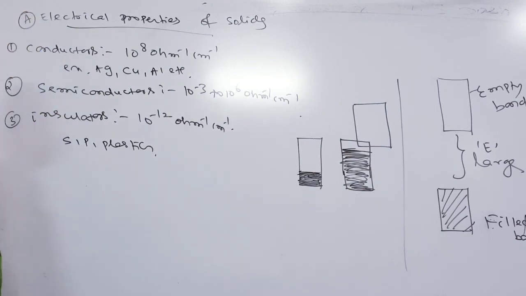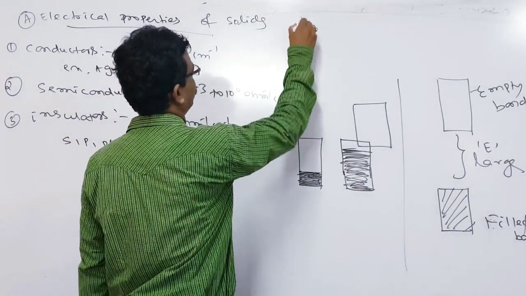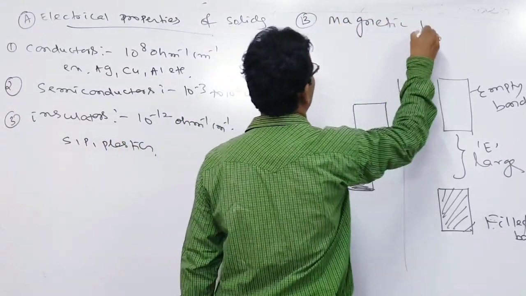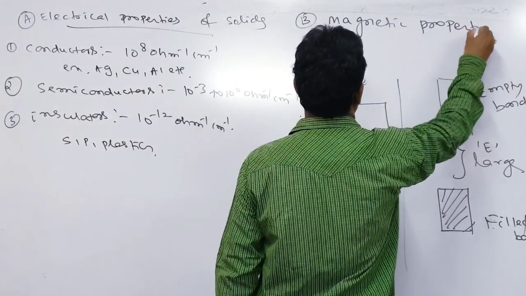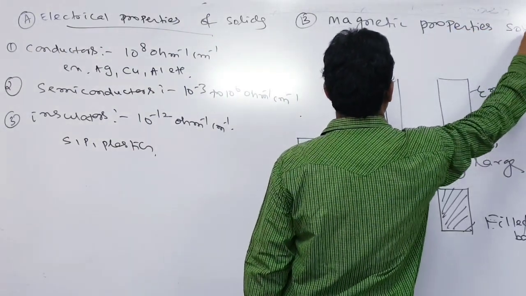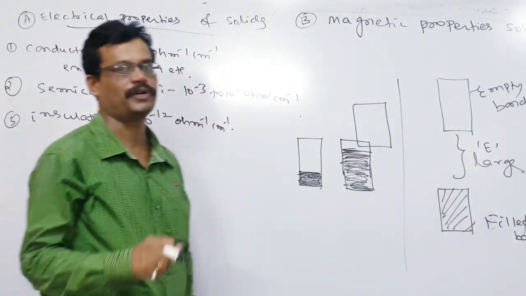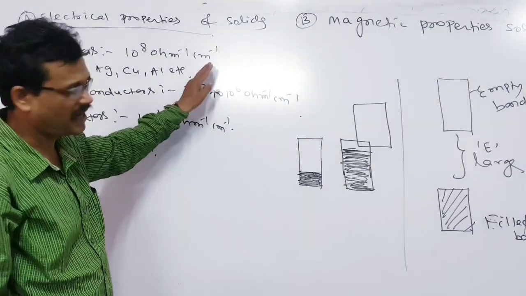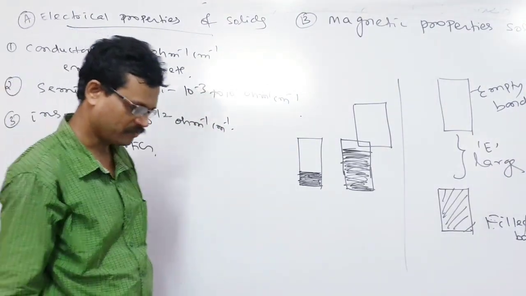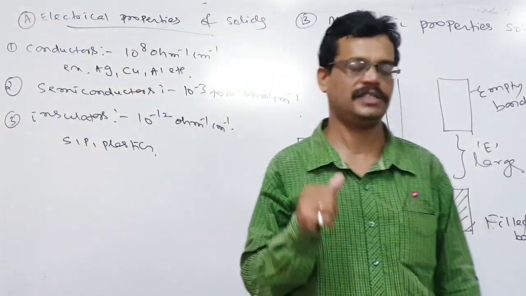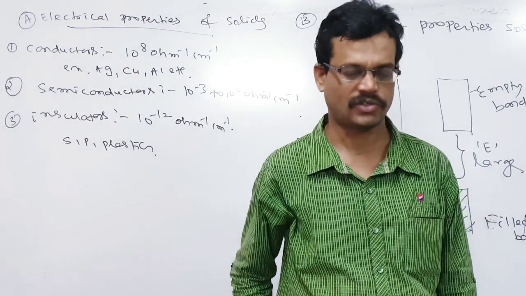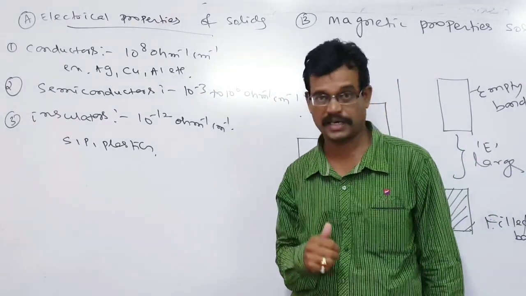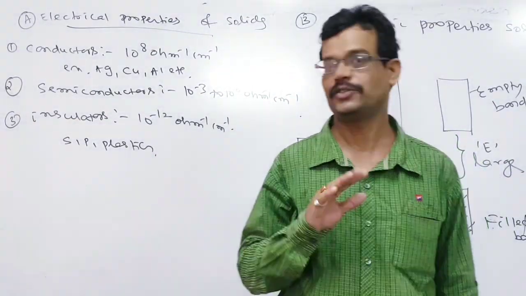One is electrical properties of solids, and second is we have to see magnetic properties of the solids. So basically, here we have to discuss two properties of the solids, electrical properties and magnetic properties. Regarding electrical properties, the substances are classified into three types for the solids: conductors, semiconductors and insulators.